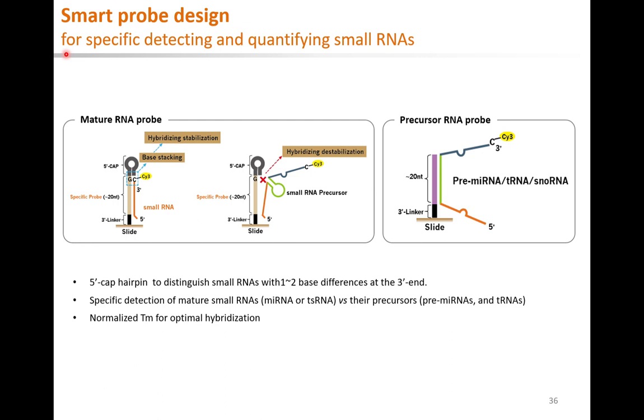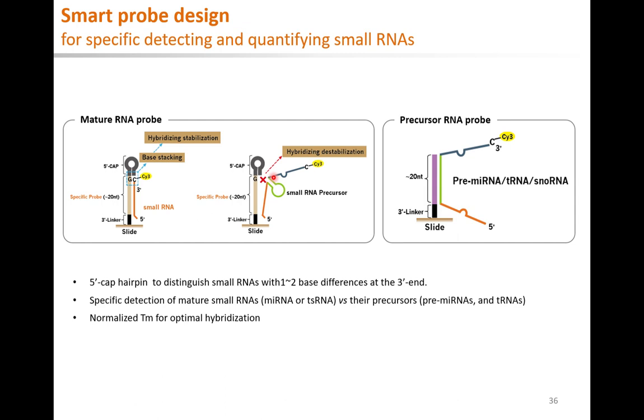Several features have been incorporated in the array probe design. As mature microRNAs and tsRNAs have defined non-random 3' ends, the probe design includes a hairpin cap at the 5' end, which allows the perfectly aligned mature RNA ends to hybridize, while it destabilizes and restricts the hybridizations for unintended precursors or isoforms having longer extended ends. This design feature increases the end specificity to 1 to 2 bases.